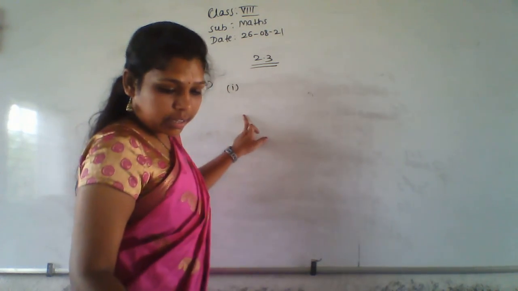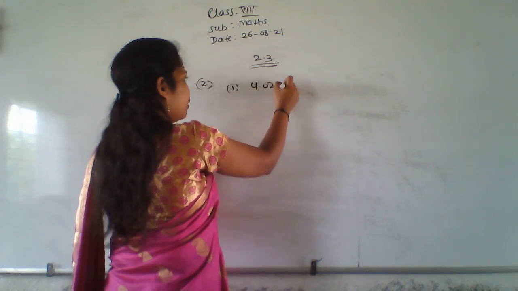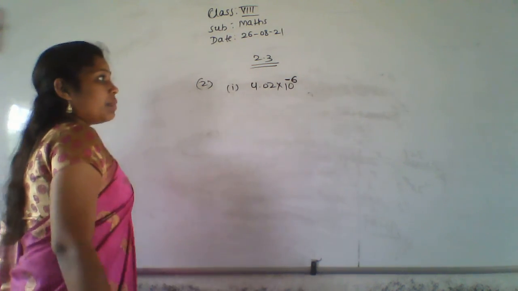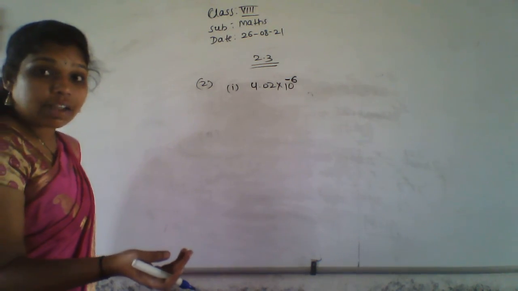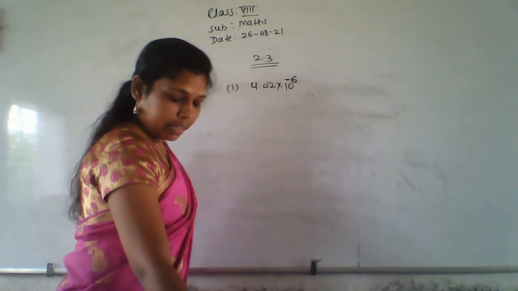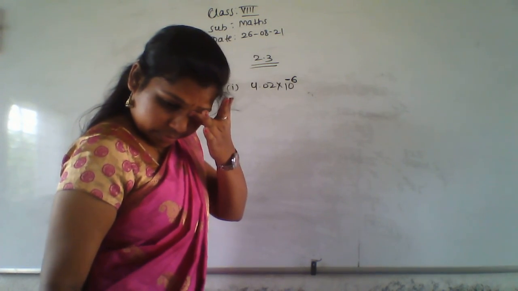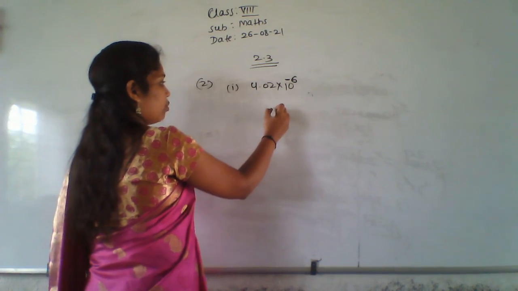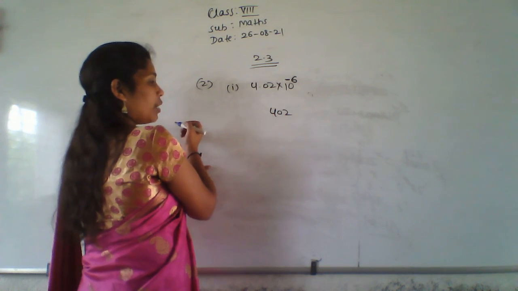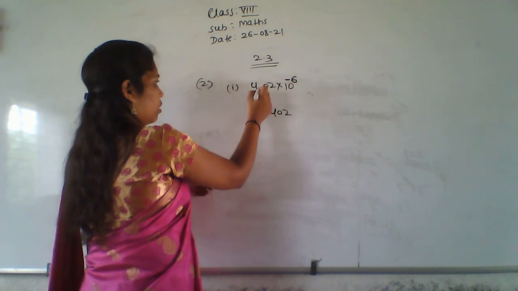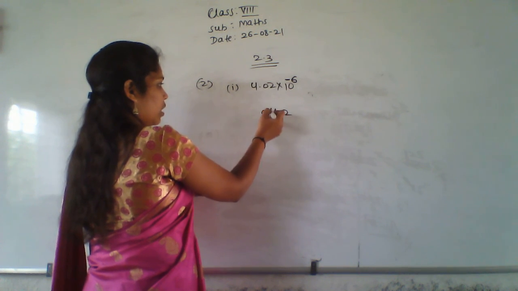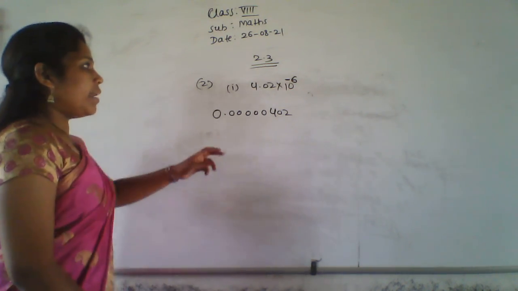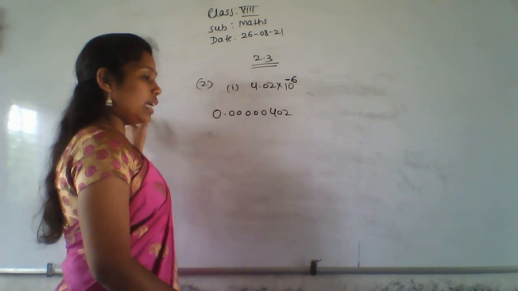What is the first case here? 4.02 into 10 to the power minus 6 is there. Minus 6 means we have to shift the point to the left side here. It means 402, so before that you have to write the 6 zeros here, because this point is here. One number, 2, 3, 4, 5, 6 like this. Minus 6 means the point will shift to the left side here.